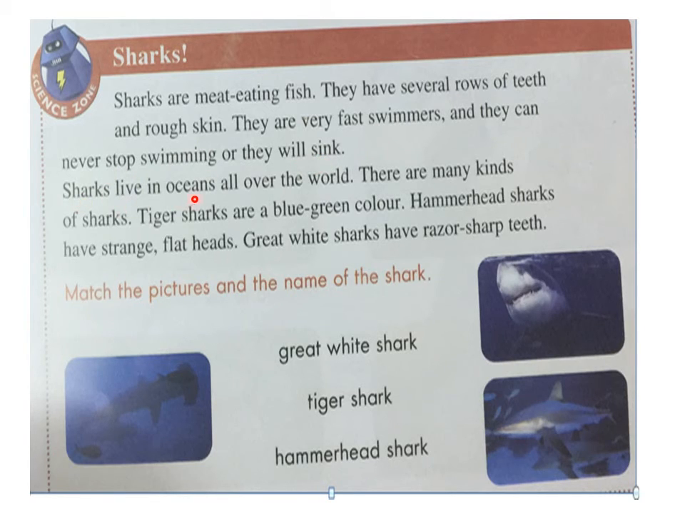Sharks live in oceans all over the world. There are many kinds of sharks. We have different kinds of sharks. Tiger sharks are a blue-green color. Hammerhead sharks have strange flat heads. Great white sharks have razor-sharp teeth. They have what? Very, very sharp teeth.